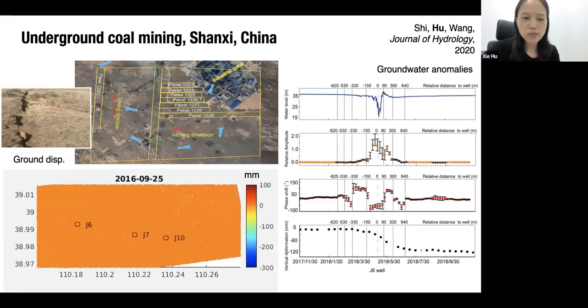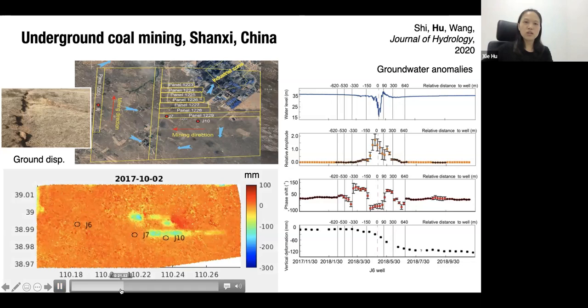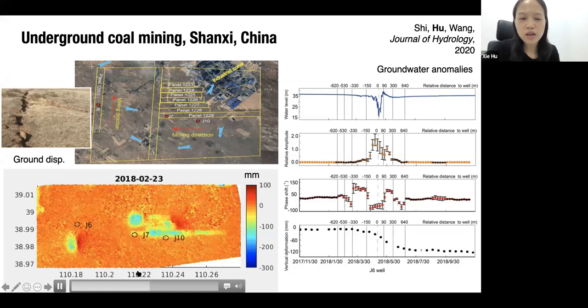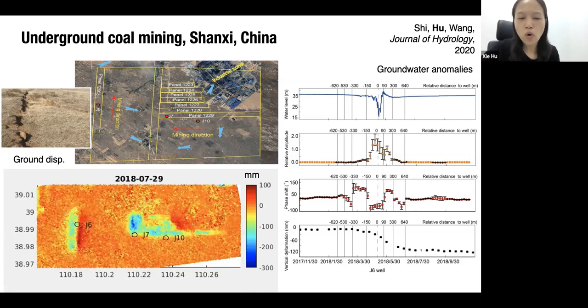So SAR remote sensing can also be used to monitor dynamic underground coal mining, such as here in Shanxi, China. This animation suggests the migration of the subsidence, and that corresponds to the working phase. And together with the groundwater anomalies and later recovery, we suspect the micro faults formed when the working face approached. And after that, the stress got released to promote the fault healing.